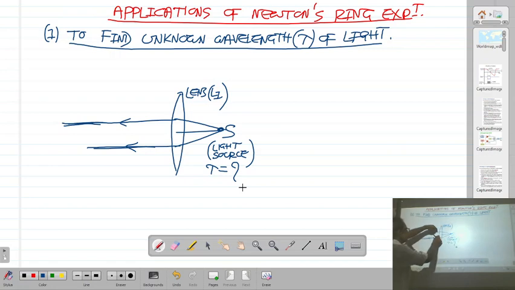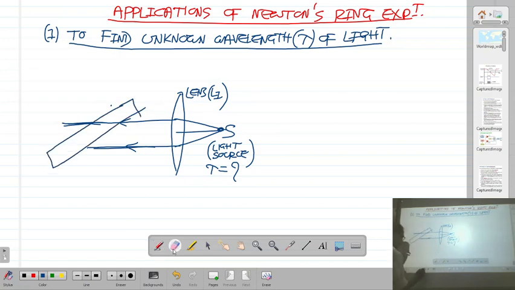These rays become parallel by this lens L1. Then these rays are incident on one glass plate Q. So this is the glass plate Q, which is inclined at 45 degrees. Now these rays are incident on the glass plate Q, which is inclined at 45 degrees, so these incident rays will be reflected in the downward direction.